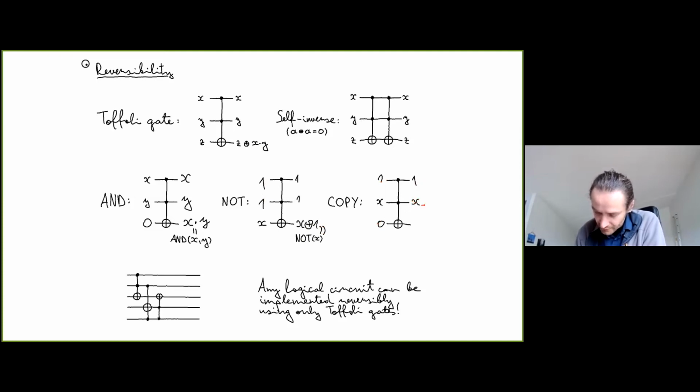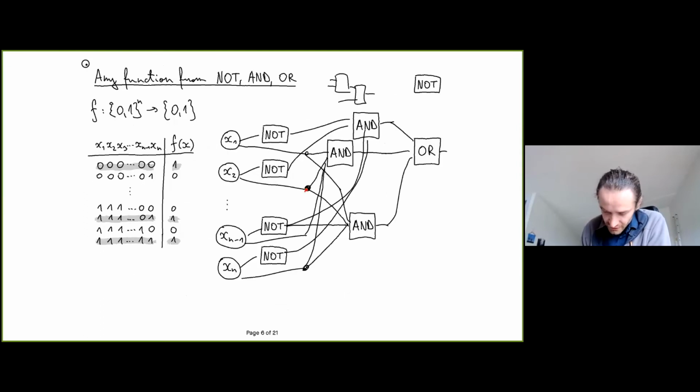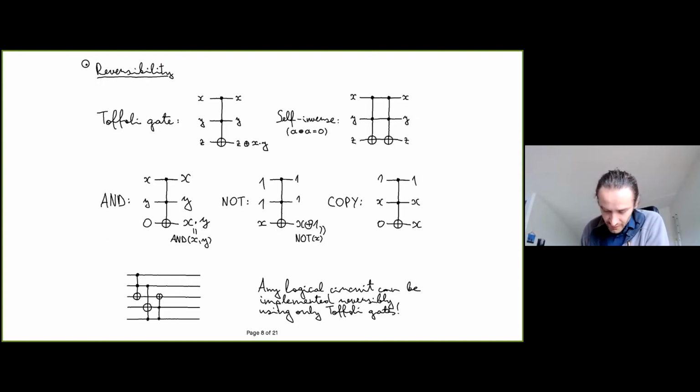You can just put 1 here, and then what comes out here is going to be 0 plus 1 times x, and 1 times x is just x. So we get this. Sometimes in this circuit, in these locations, I needed to copy, and you can just use this Toffoli gate for copy as well. And so it means that any circuit has AND, NOT, and copy. You can implement it using this Toffoli gate.